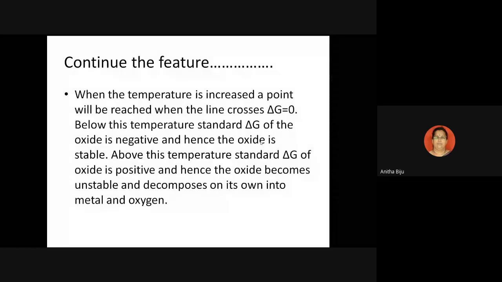Second, above this temperature, delta G naught of the oxide is positive and hence the oxide becomes unstable and decomposes. Oxide decomposes means it decomposes into metal and oxygen. Okay, so the last two sentences are very important in this particular slide. So I will give one example.